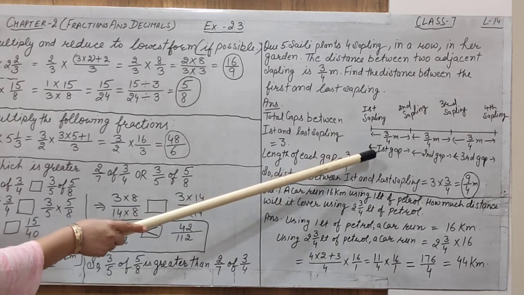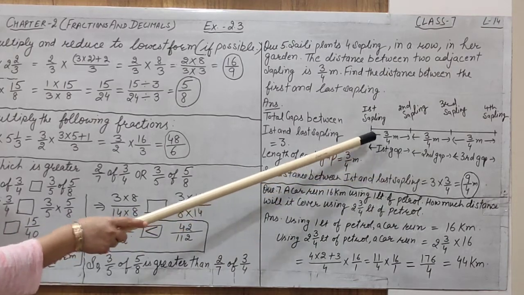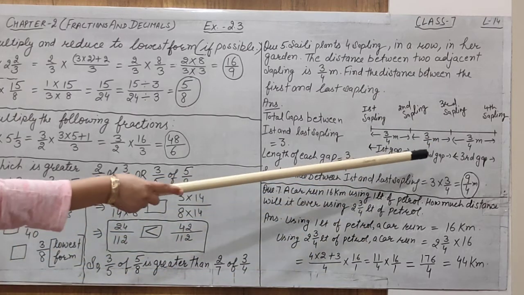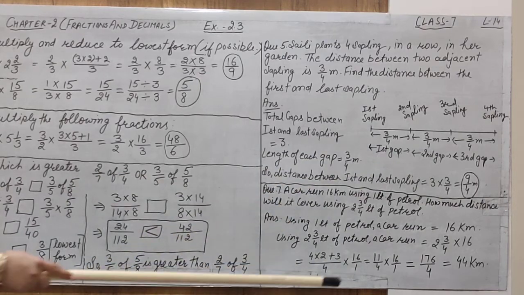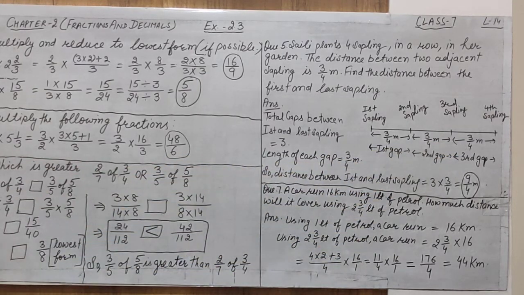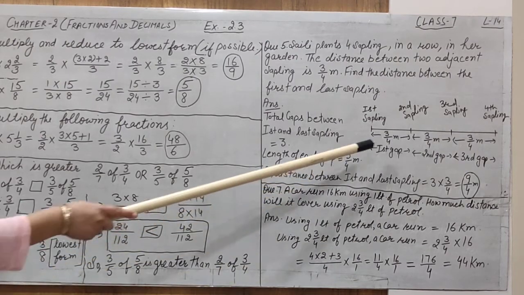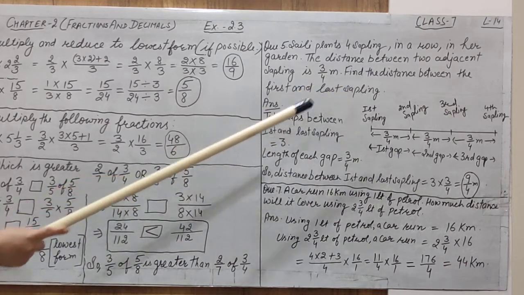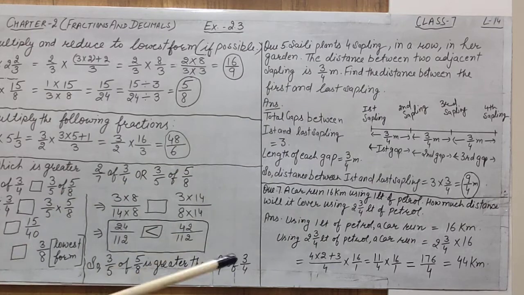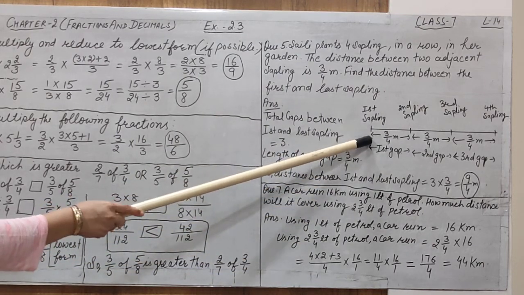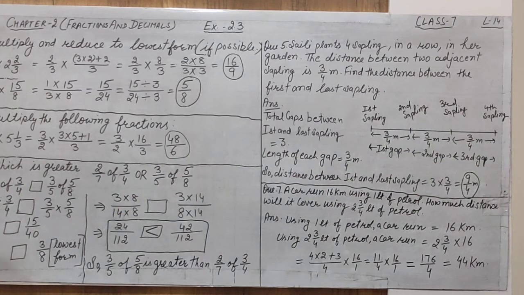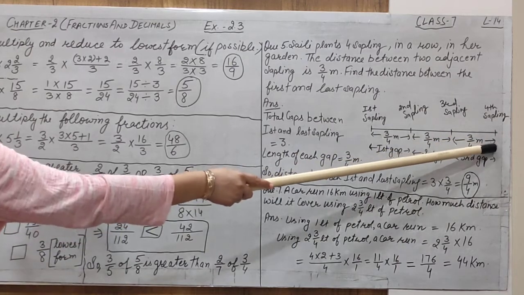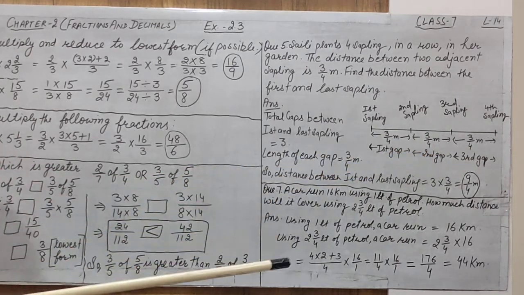It means the distance between the first and second sapling is 3 by 4 meter, and the second and third sapling are also at a gap of 3 by 4 meter. Similarly, the distance between the third sapling and fourth sapling is also 3 by 4 meters. The distance is the same between the saplings. Now find out the distance between the first and the last sapling. This is the first sapling and the fourth is the last sapling. We have to find the distance from the first sapling to the fourth sapling. This total distance we have to find out.